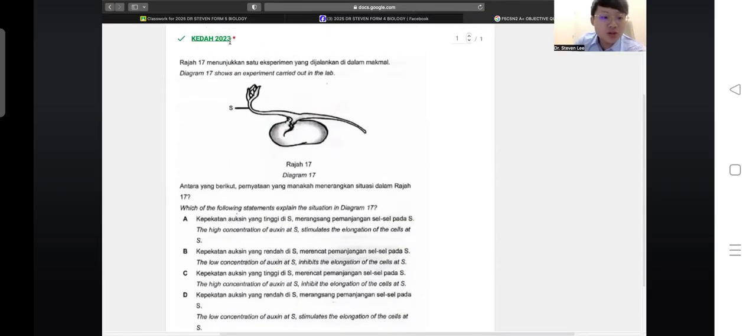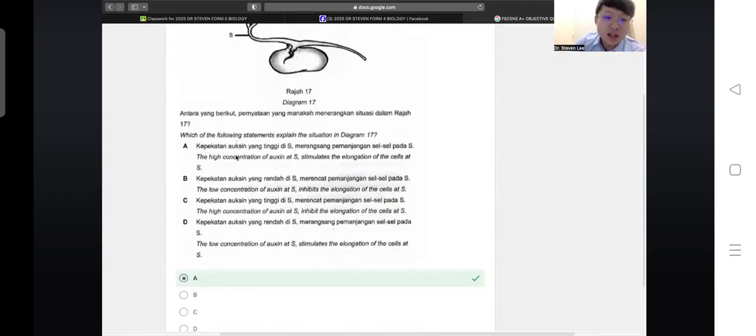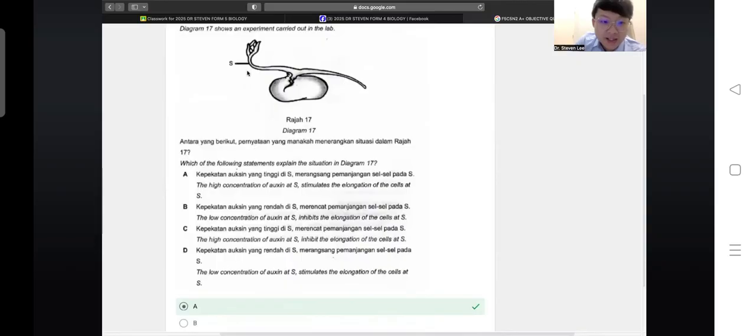Okay, Kedah trial 2023. Which of the following statements explain the situation in diagram 17? You see that in this picture, this is the plumule, it goes upwards. So again, we talk about the concentration, high concentration of oxygen at S. The lower part stimulates the elongation of cells at S. So answer is A.